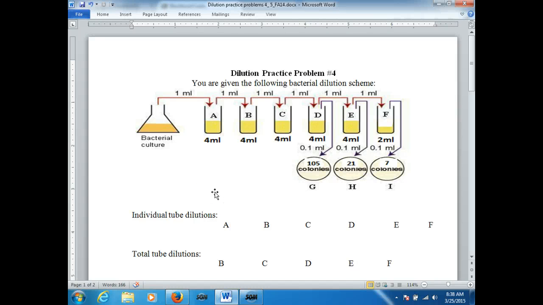Problem 4. If we're figuring out the individual tube dilutions, it's the amount transferred plus the whole amount that you're going to end up with, so plus the diluent, right? So for the first one, it would be a 1 to 5 dilution. Everyone understand that rule? That one's pretty straightforward. So most of these for this one are what? 1 to 5, right? Until we get to the last one.